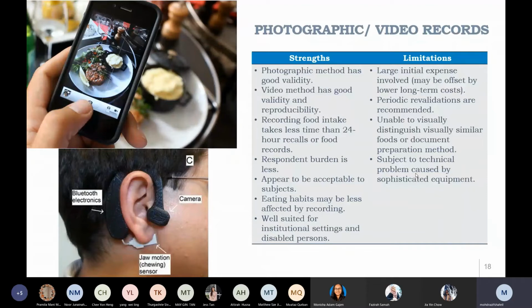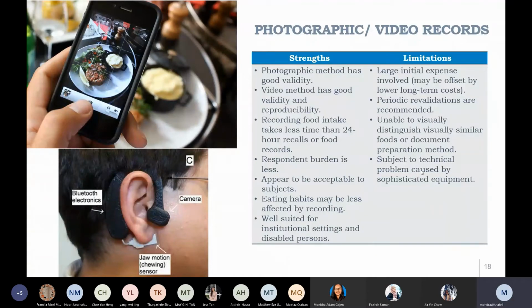Another limitation is being subject to technical problems caused by sophisticated equipment. So this is a real-world problem. For example, a real example just now, when we wanted to start our session, there were some technical problems. So whenever there are technical problems, there will be some loss of data.